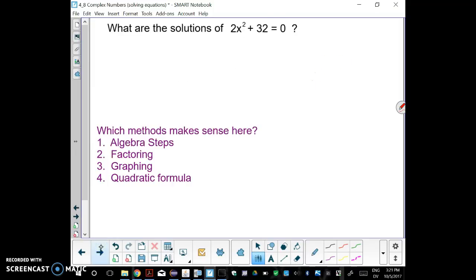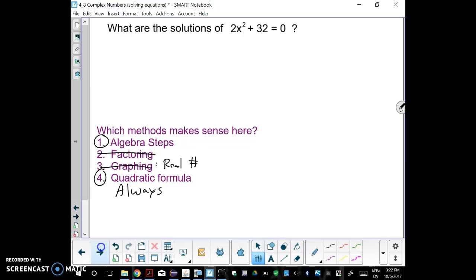Here's a quadratic, an x squared equation, and hopefully you're learning in this chapter that when you have an x squared equation, we have a bunch of different methods: algebra steps, factoring, graphing, and the quadratic formula. Previously we talked about how graphing works for all real numbers. I really like graphing, but it only works for real numbers. So for these imaginary ones, factoring and graphing won't work. Algebra steps will work, and the quadratic formula always works. That's the default. It works all the time.